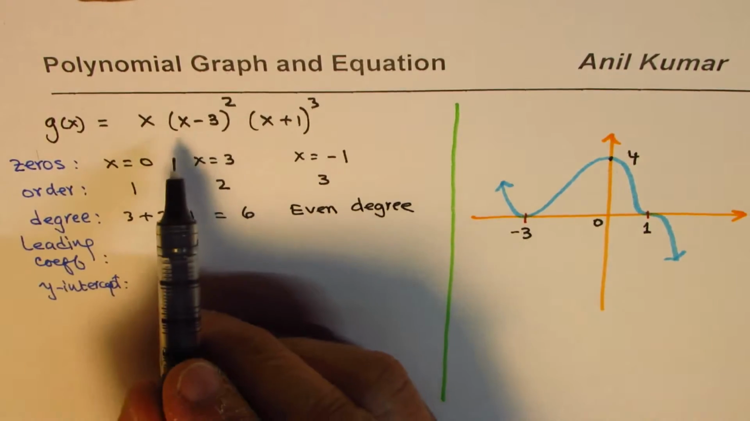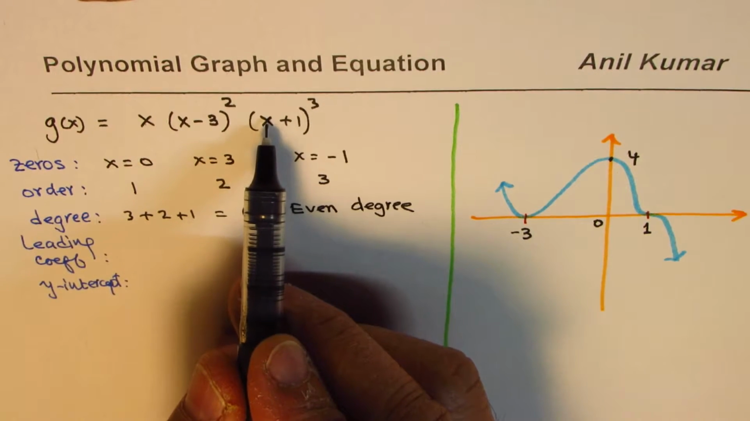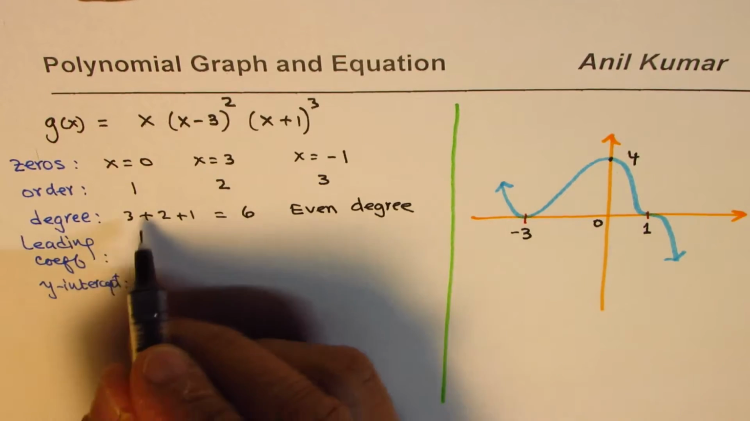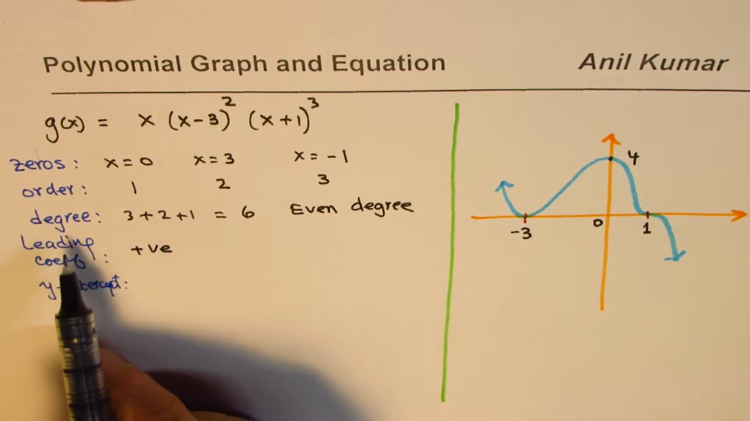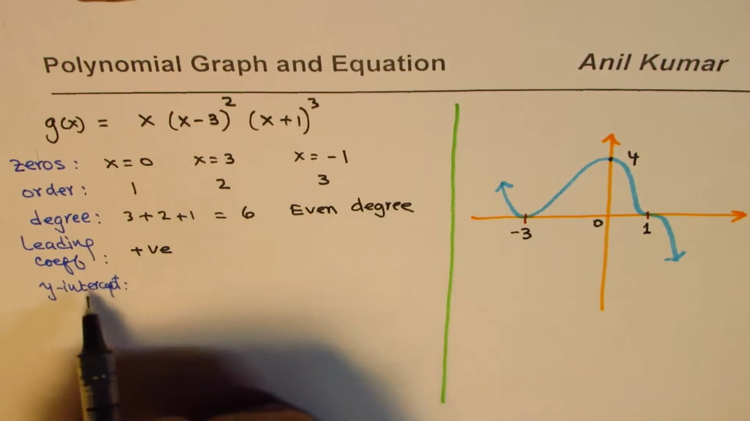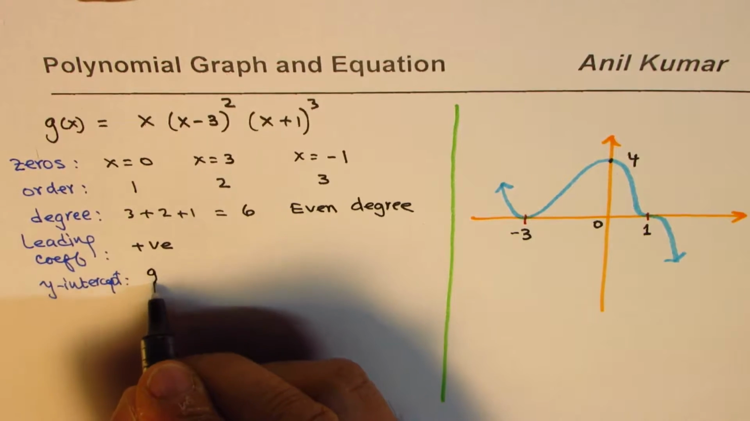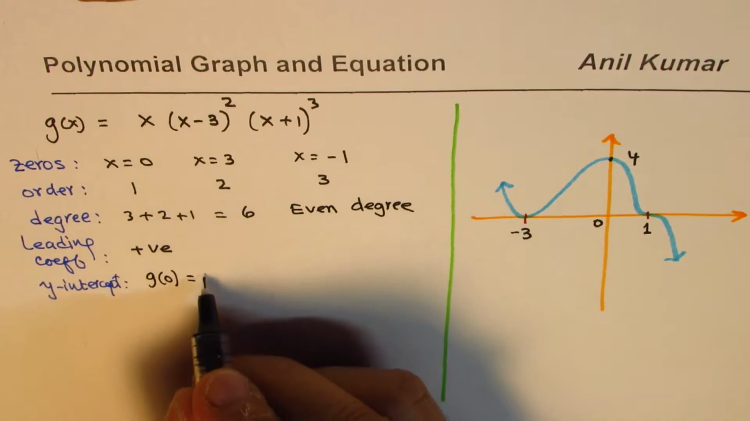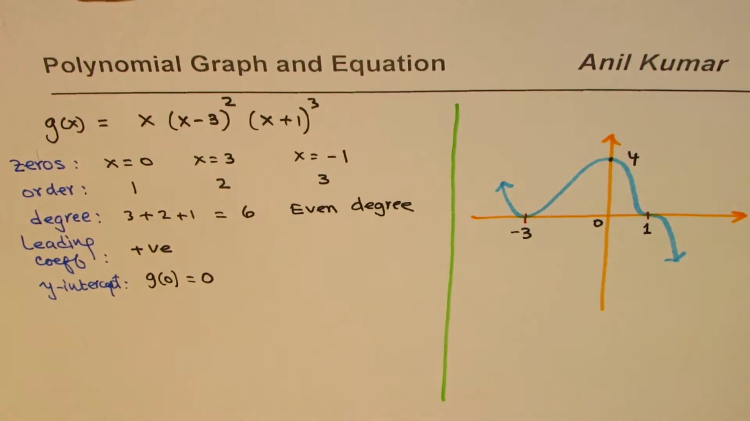Leading coefficient: when I multiply this x with this x squared and this x cubed, I will get x to the power of 6 times 1. So it is positive, we can say. Basically, we are interested in the sign of the leading coefficient. Y-intercept: the y-intercept is when x equals 0. What is g of 0? Let's calculate. If I put 0 here, I get 0. Do you see that? 0 times anything is 0. So it goes through the origin.